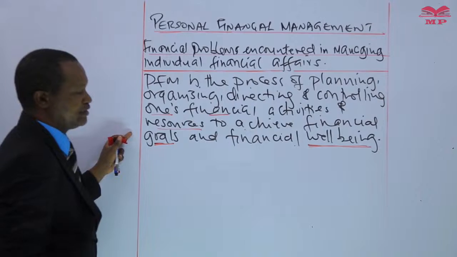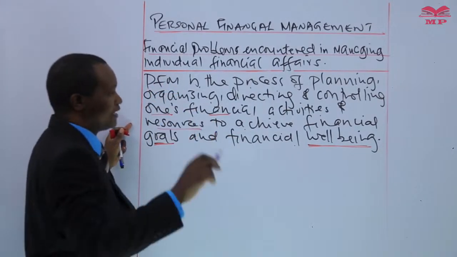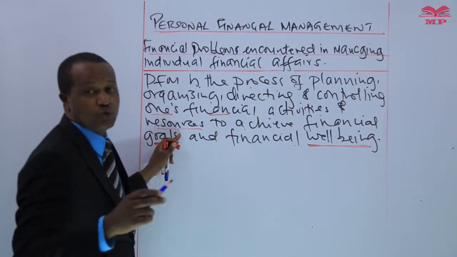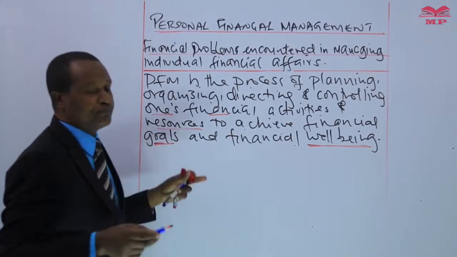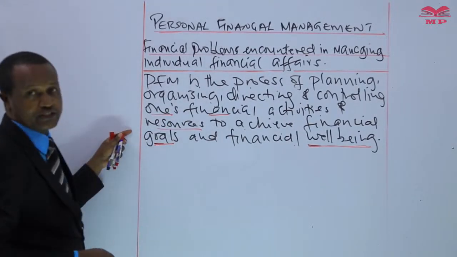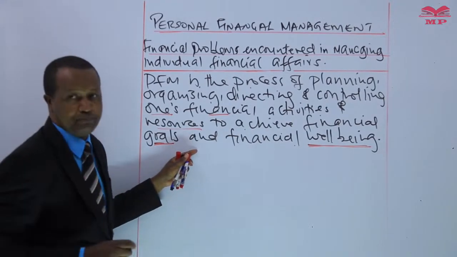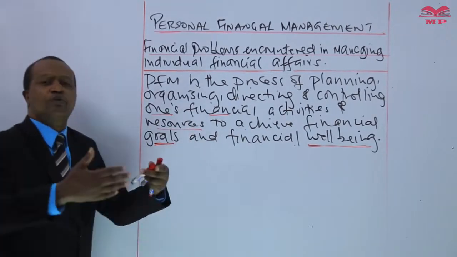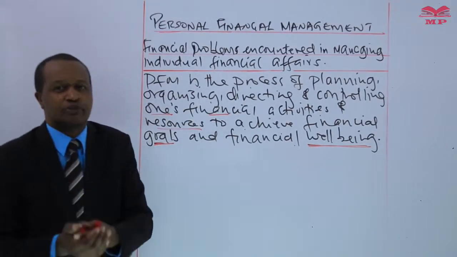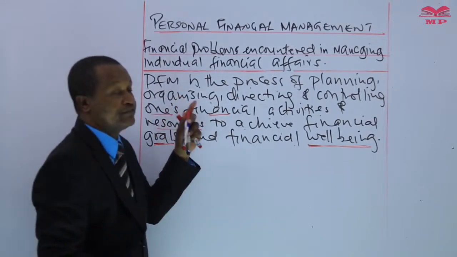Just the same way companies are expected to manage their resources, individuals and households also ought to deliberately manage their financial resources. And the purpose is to achieve financial goals and financial well-being. It involves making informed decisions about various aspects of personal finance to achieve financial goals and financial well-being.